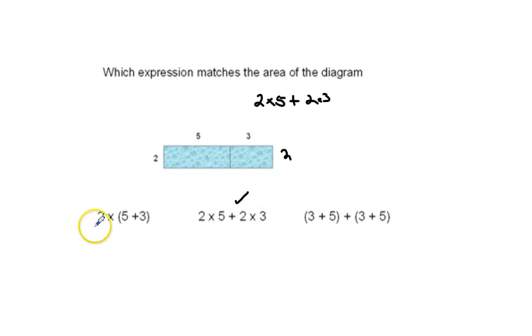Can I see where this becomes 2 times the quantity 5 plus 3? I can, because the total length of this line segment up here is 5 plus 3. That's this part. And then I'd be multiplying it by 2. So that would match. So then I come over here to see if this expression matches. So I have 3 plus 5, and it happens twice. So here's a 3 plus 5, the length of this segment. And then again, it happens again here because I have it times 2. So this one also matches. So all 3 expressions match this area diagram.